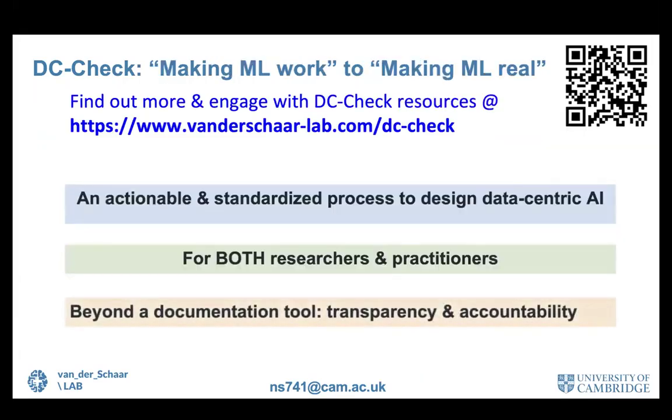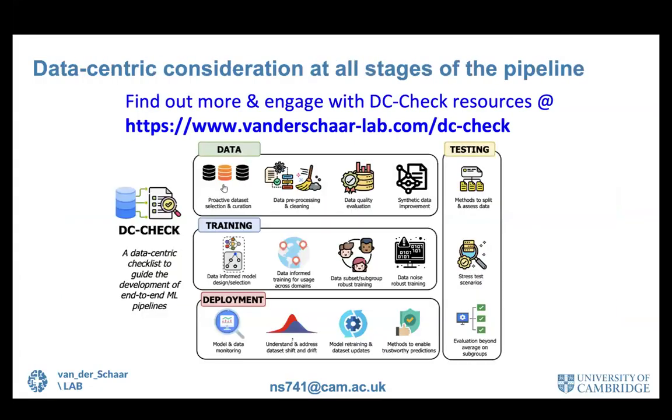So it's really to be an actionable and standardized process, a checklist for when somebody is designing a machine learning system, to put something in the back of their mind: have you thought about some of these things? For both the practitioner and researcher, it gives an idea of transparency and accountability of what you've done when you've developed your system. So yes, you can see a lot more here. And this is what I discussed, the different areas of data, training, testing, and deployment, and why we need all of these different considerations and not just data at the data stage itself.